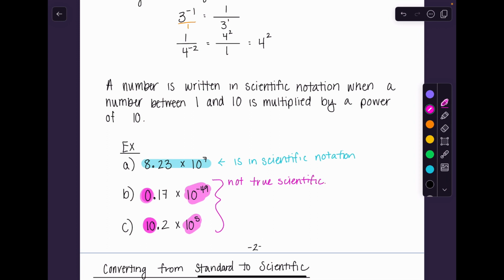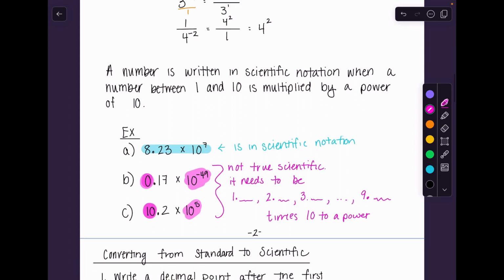So what you need is 1 point something, 2 point something, 3 point something. And then I'm not going to write every single digit. The last number you can have is 9 point something times 10 to a power. Okay. So just be conscientious. You have to have a solid digit 1 through 9 immediately followed by the decimal, and then the trail end happens, and then times 10 to a power.